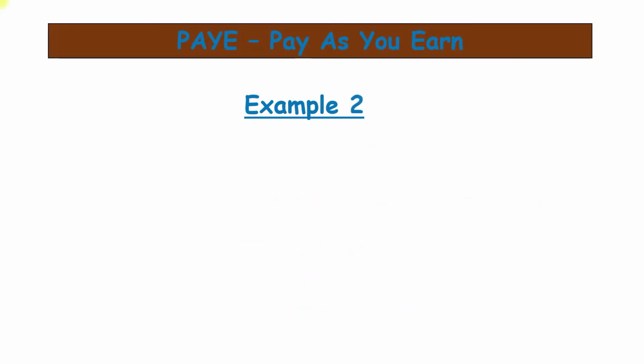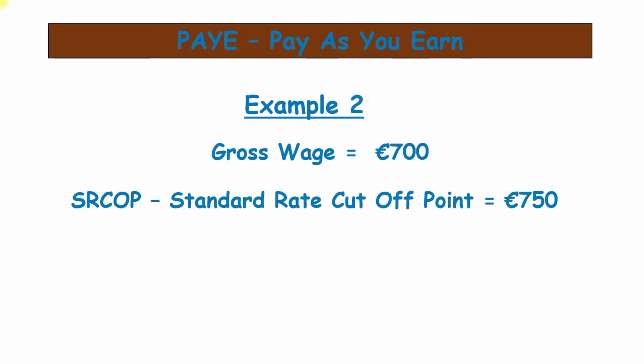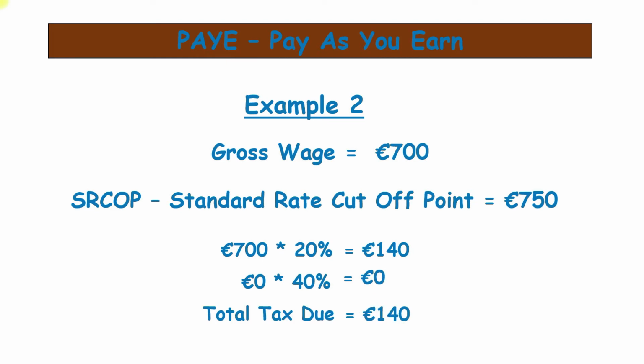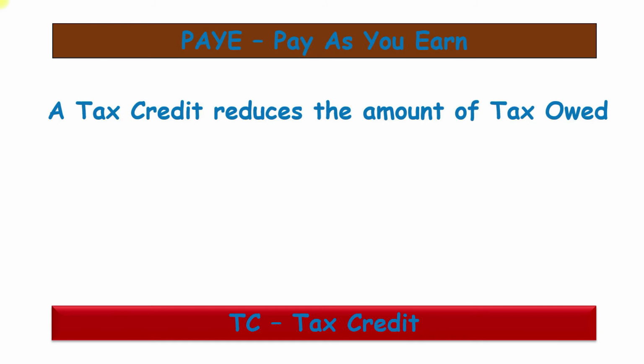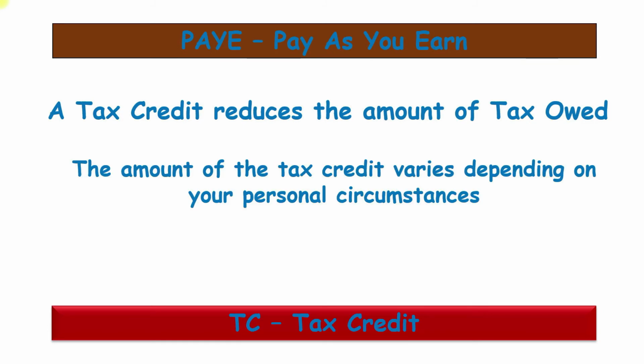In example 2, the gross is lower than the cutoff point, so it is the $700 that is taxed at 20%, not the SYOB, and there is nothing at 40%. So, while we have calculated the 2 rates of PAYE, we are not finished yet. Each person is given a tax credit. This credit has the effect of reducing the amount of PAYE that we must pay. The amount of the tax credit varies based on the circumstances of the taxpayer.